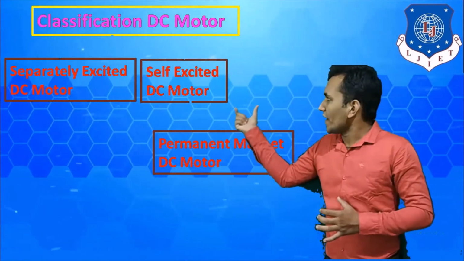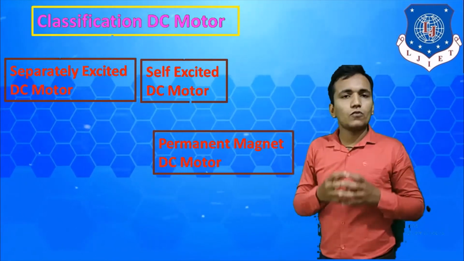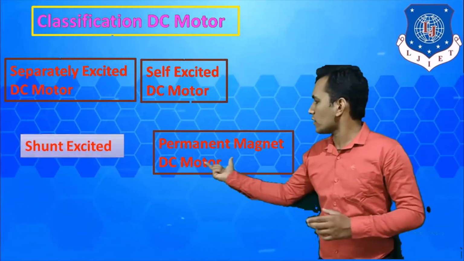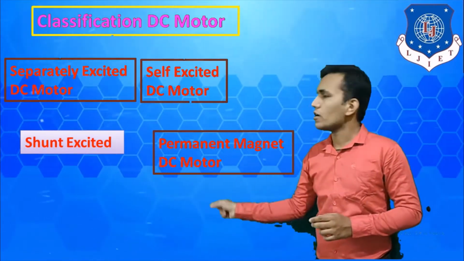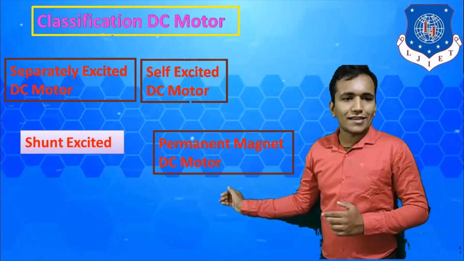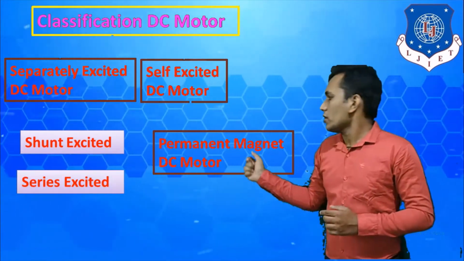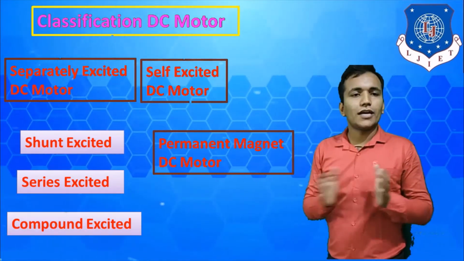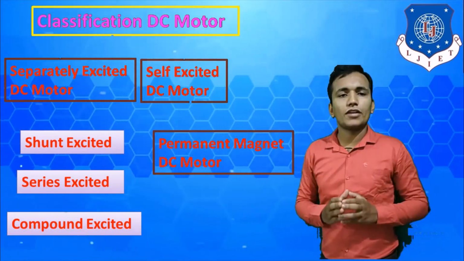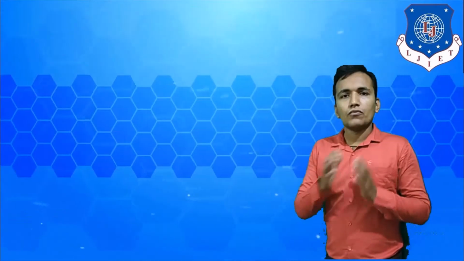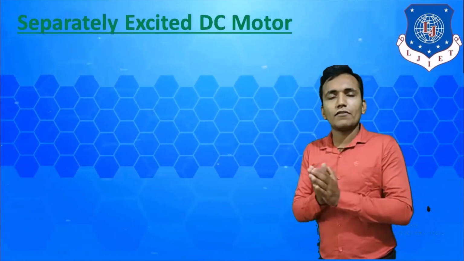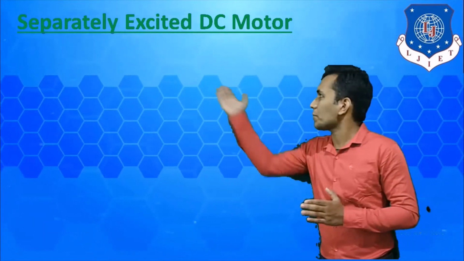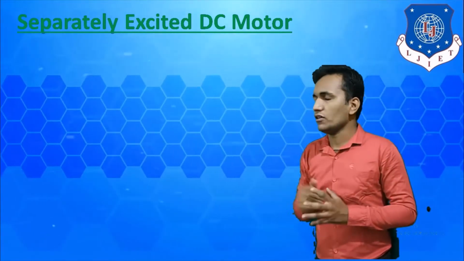Now, the self-excited DC motor can be further classified in three ways: the series excited DC motor, the shunt excited DC motor, and the compound excited DC motor. So that is the classification of DC motor. Now we have to discuss each motor one by one. First, the separately excited DC motor.